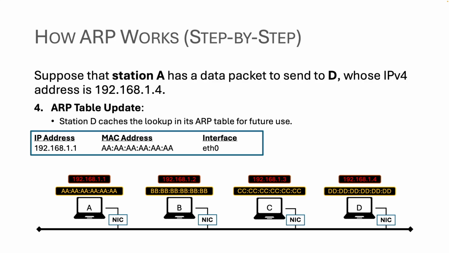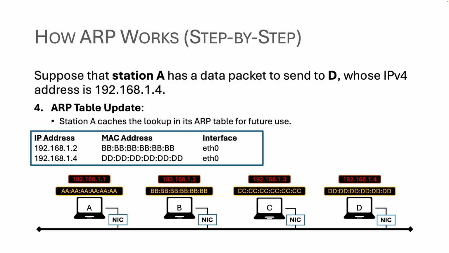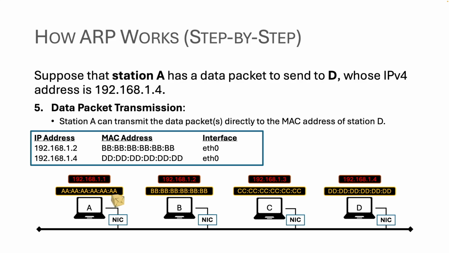Note that when station D receives the request, it updates its own ARP table so that if station D needs to send a packet to A later, it does not need to proceed with ARP to look up its MAC address. Similarly, when station A receives the ARP response, it updates its ARP table for future messages addressed to the same IP address. For example, station A can now transmit the data packet directly to the MAC address of station D.